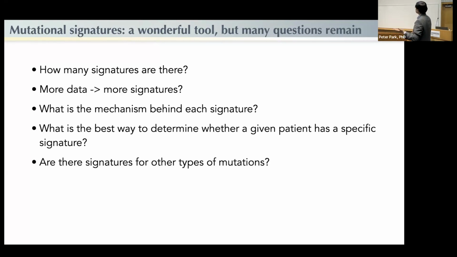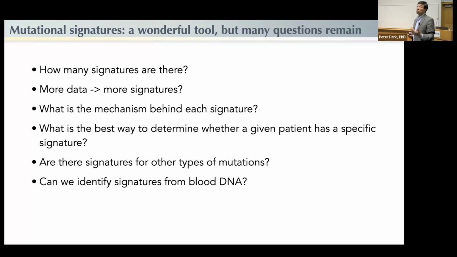Are there signatures for other types of mutations? By that I mean copy number and structure variations and so on. And we have another project where we're trying to identify this from the blood.